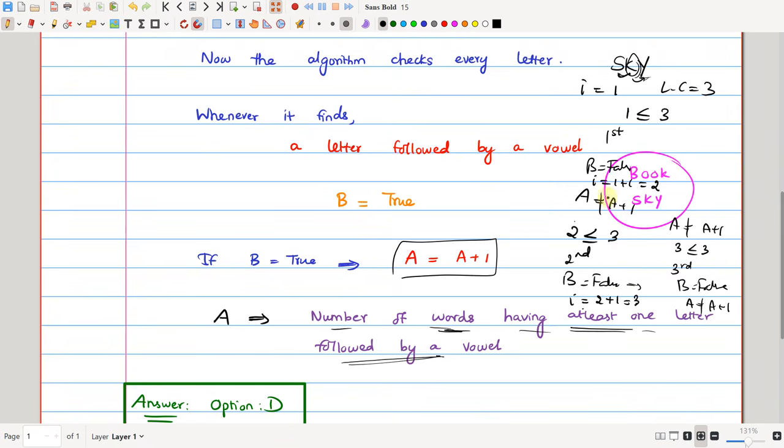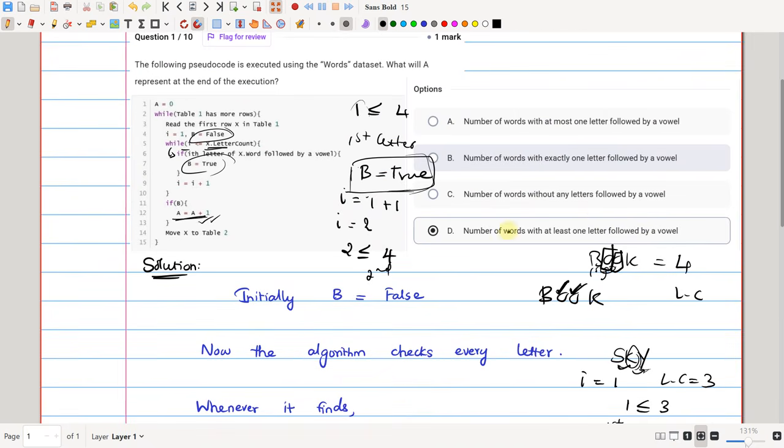So for this word sky, we are not even having any vowel. So A will remain as 0. We have not incremented A in any of these three iterations. So A remains 0. There is no increment. So A will be incremented only when you have at least one vowel in the word. Otherwise, it will not be incremented. So A is the number of words having at least one letter followed by a vowel. So when we match with the options, option D suits our description better. So option D is the right answer.